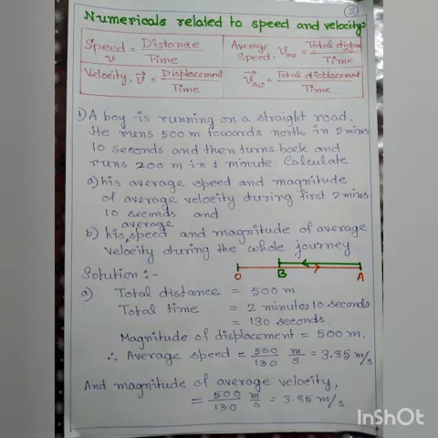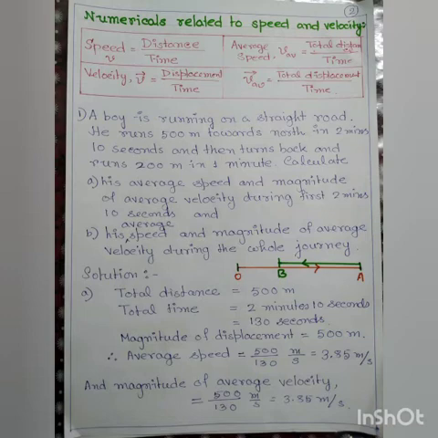If time is given in terms of minutes or hours, we always have to convert it into seconds. So here the total time is 130 seconds. Now the magnitude of displacement will be the same as the distance, as the boy is moving along a straight path. So for the first condition, the magnitude of displacement is also 500 meters.